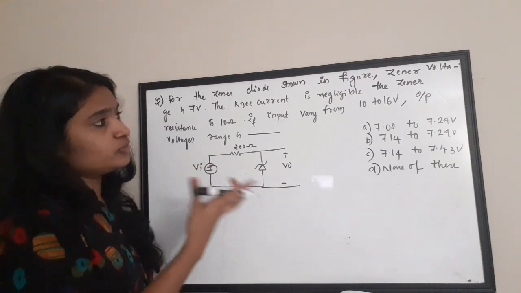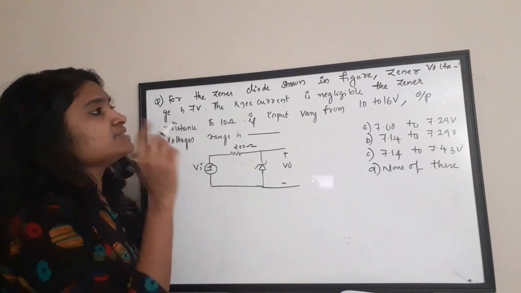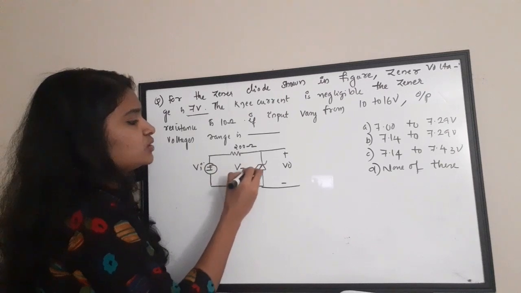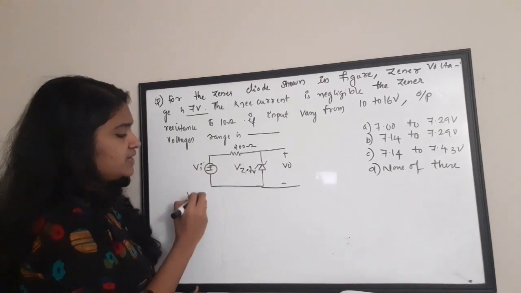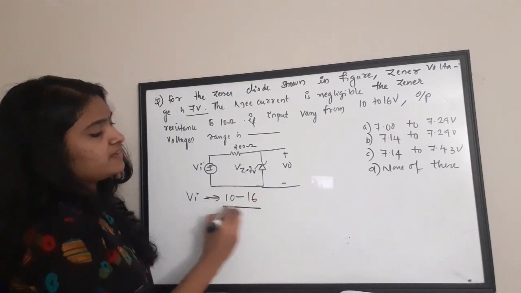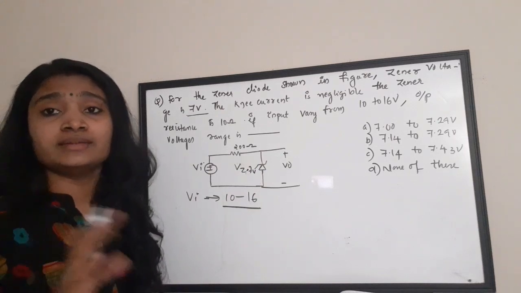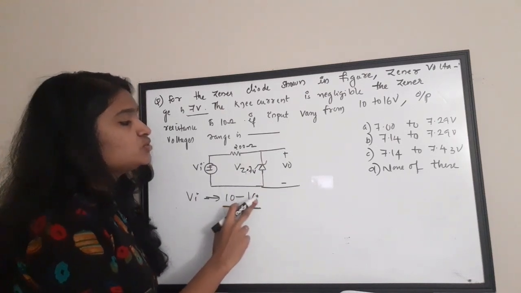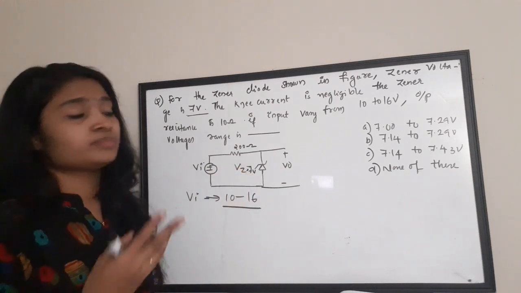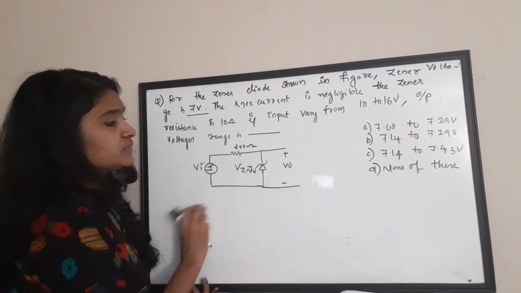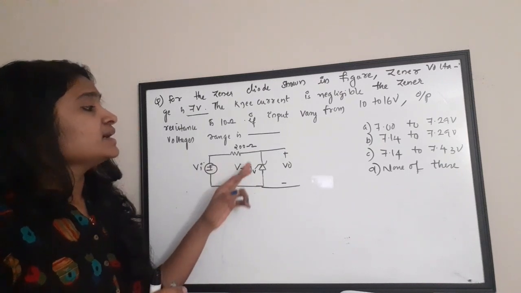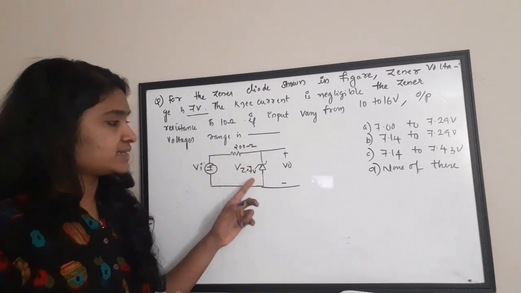One thing we can infer from this question is that the Zener voltage VZ is equal to 7 volt. The VI varies from how much? From 10 to 16. So anyway, the Zener diode will be in which mode? In the conducting mode, right? Because 10 volt to 16 is always greater than 7 volt. So the Zener diode is in conducting mode. That is inferred. Okay.